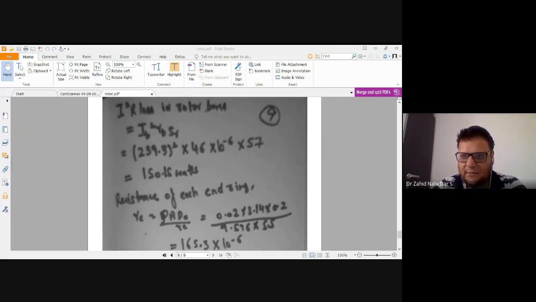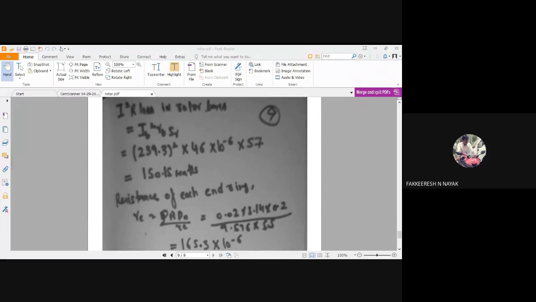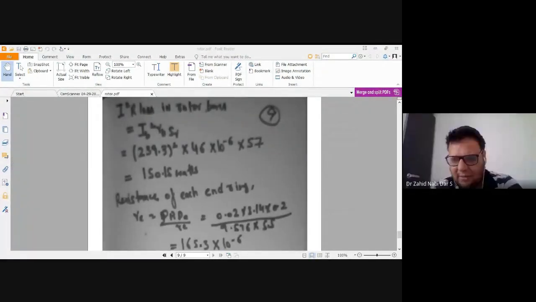To calculate the resistance of the end ring RE, rho pi DE by AE. So I'm seeing 29 of you are present. Fakresh Nayak, are you there? Yes, sir. Are you understanding? Any doubt you are having? If you have a doubt, you definitely ask, sir. Shilpa, any doubt you are having at any point?